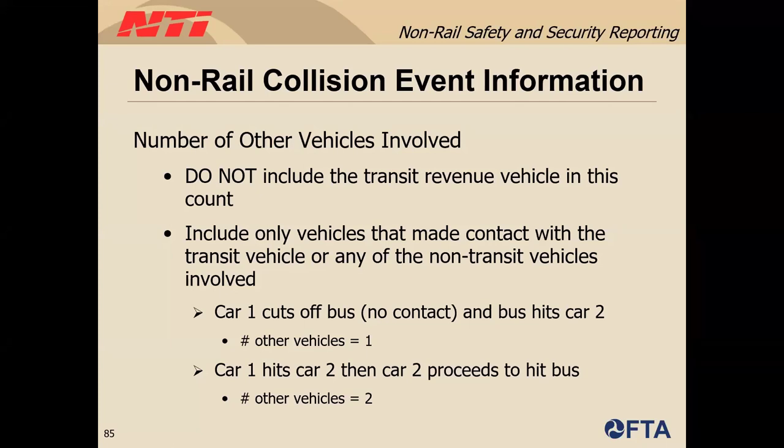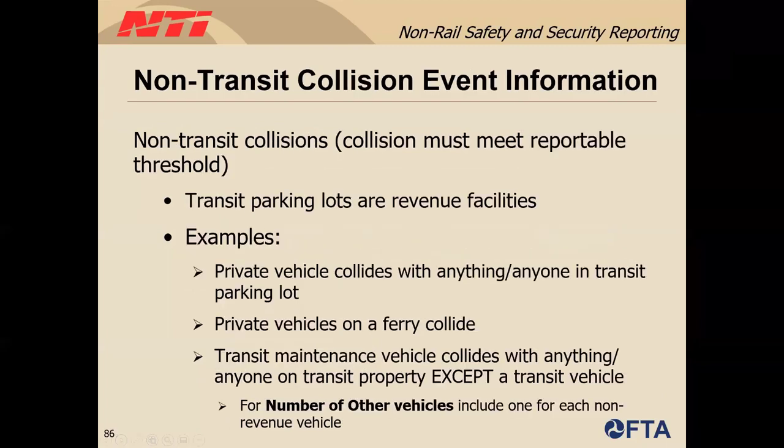Car one hits car two, then car two hits the bus. The number of other vehicles to report is two. Again, both car one and car two made contact. NTD also collects non-transit collisions, such as an accident in a transit parking lot or with transit property. The event must meet a reportable threshold. Here are a few examples you can read through. For the number of other vehicles selection, enter the total number of non-revenue or private vehicles involved.